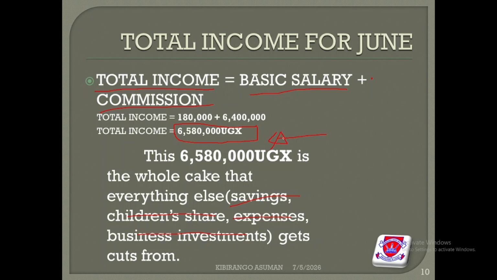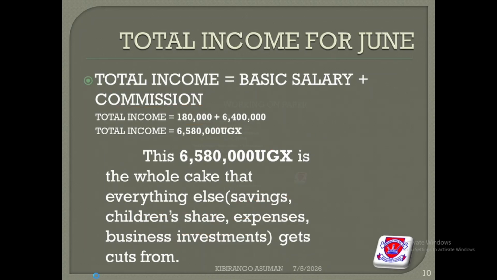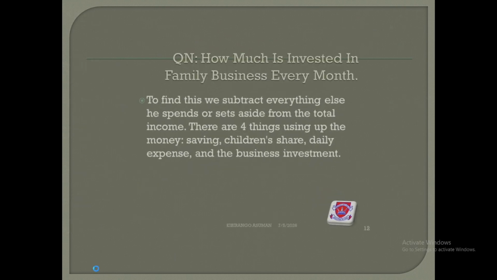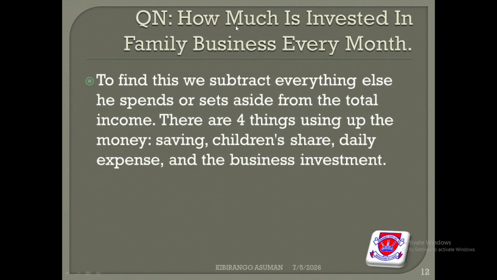So now we need to find out how much money is invested into the family business. To find that out, we need to work it on paper and first write out the total income. Total income is equal to basic salary plus commission, which is 1,800,000 Uganda shillings plus 6,500,000 Uganda shillings, which is 6,580,000 Ugandan shillings. The next thing will be to answer our question: how much money is invested in the family business every month? To find this, we subtract everything else he spends or sets aside from the total income.